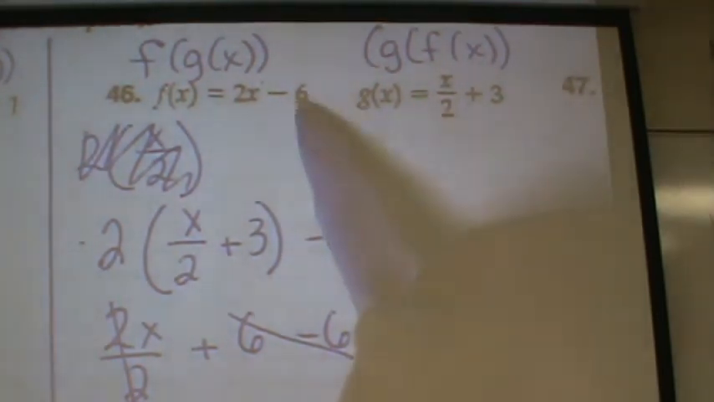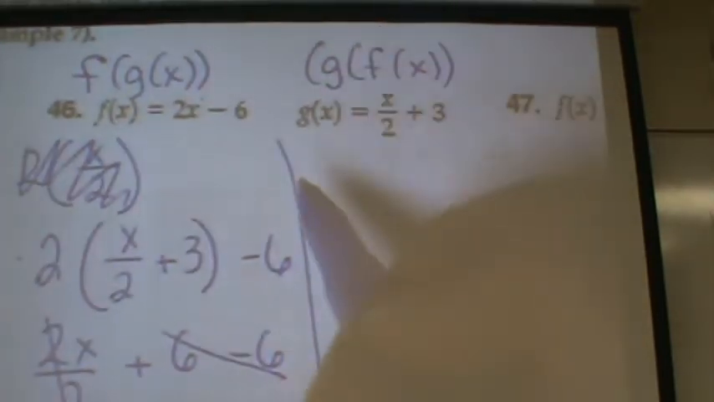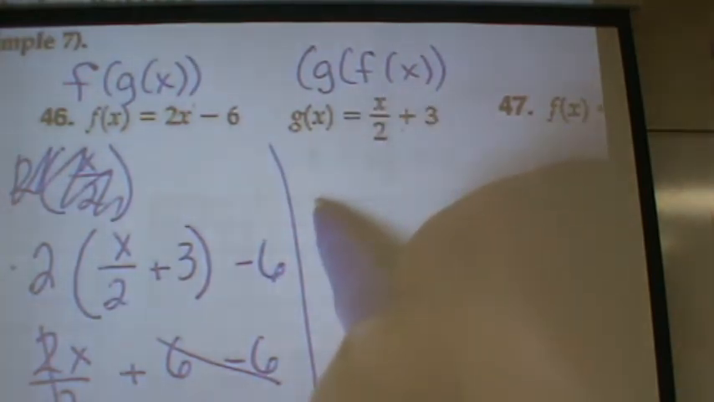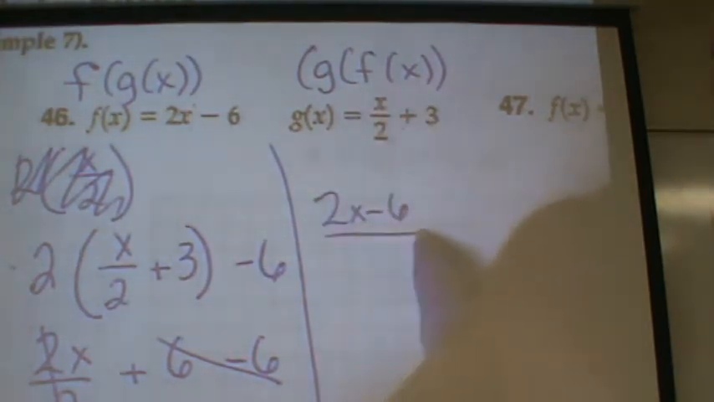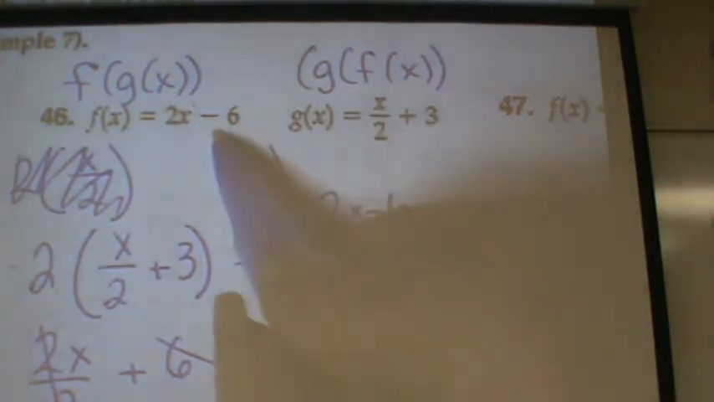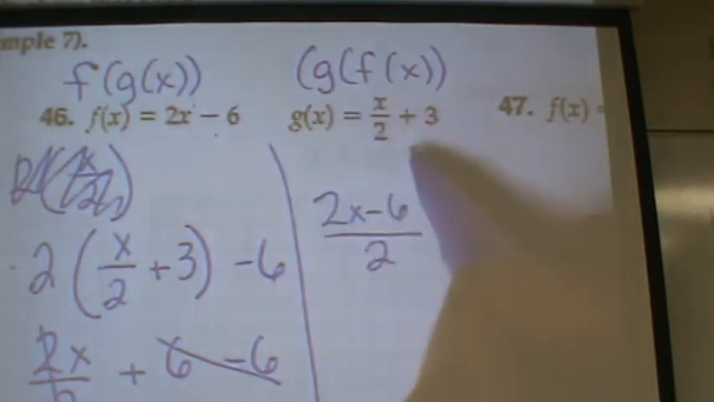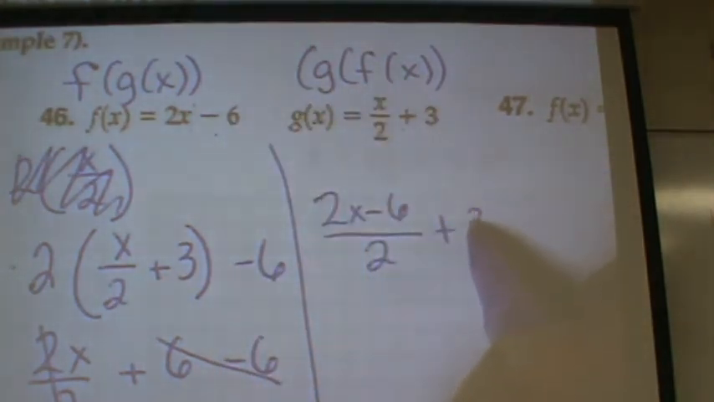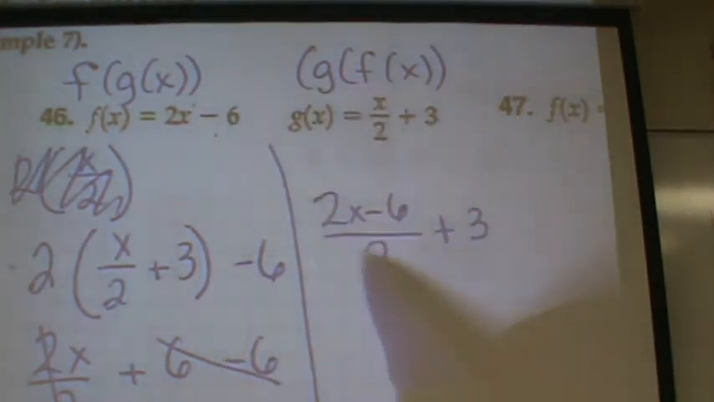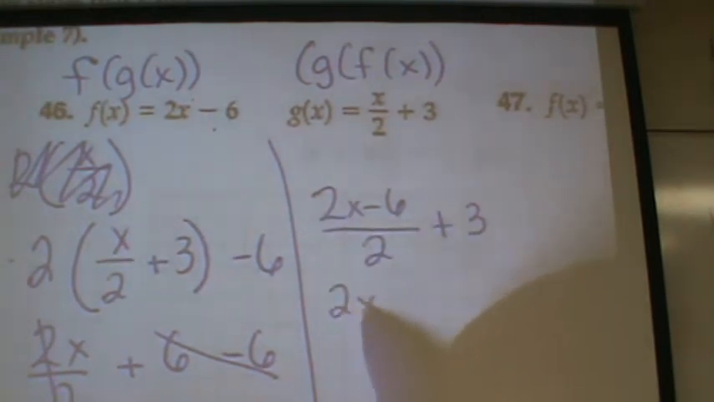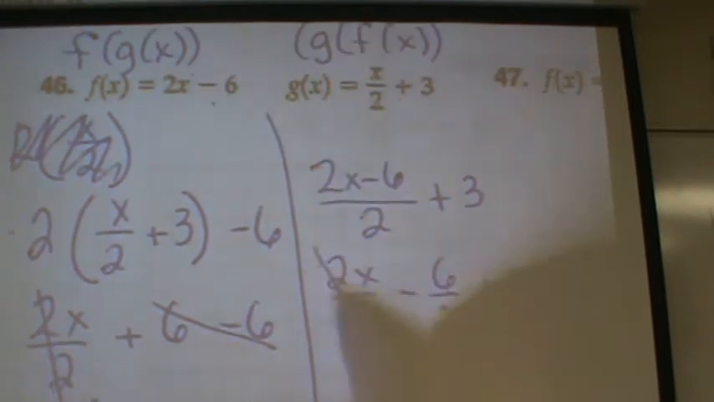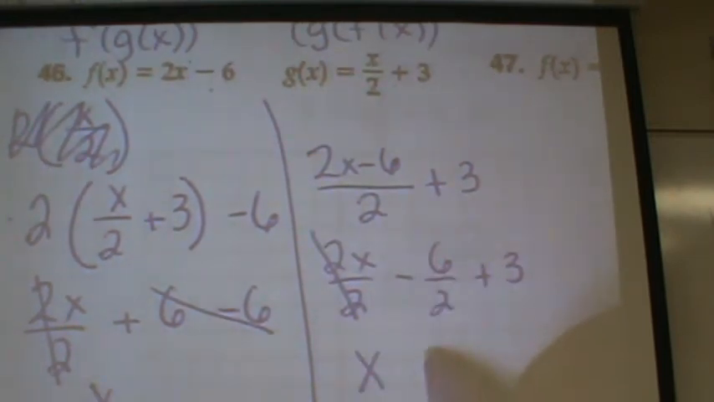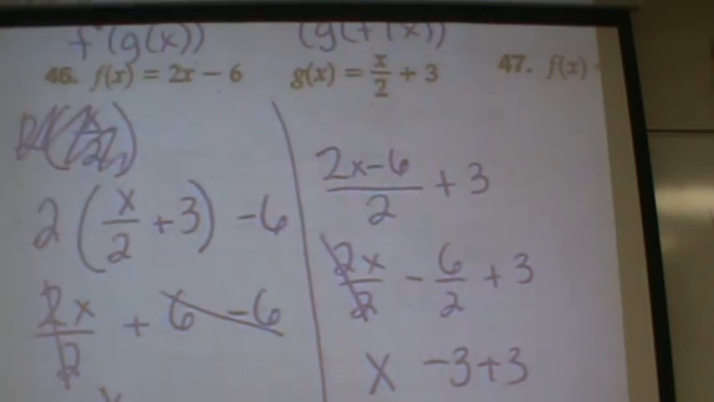And then when you plug this into here, 2x minus 6 over 2, this over here, and then plus 3. So 2, you can break 2 off, 2x over 2 minus 6 over 2 plus 3. These cancel, you end up with x. Minus 3 plus 3 is simply x.